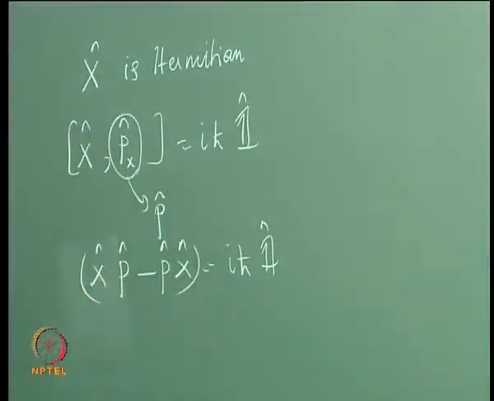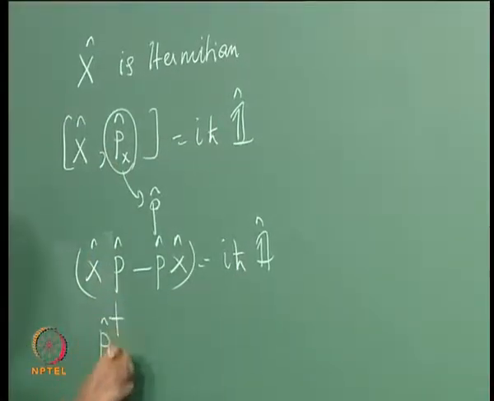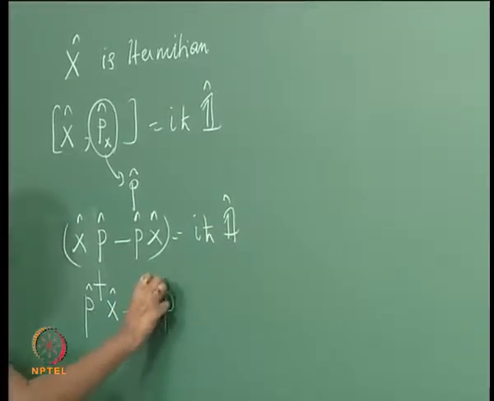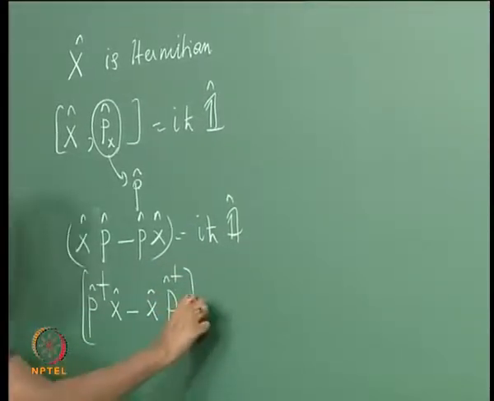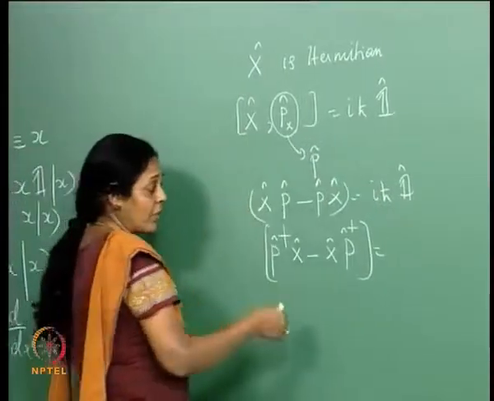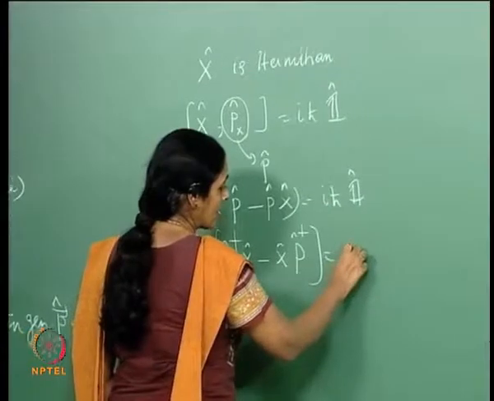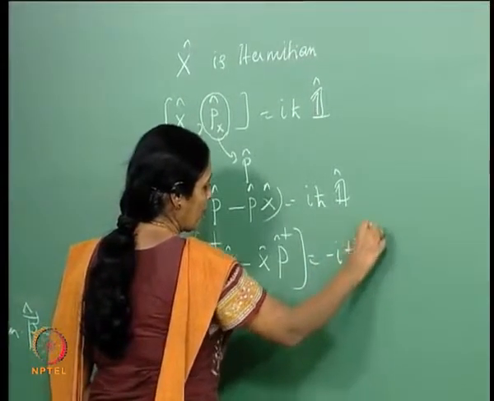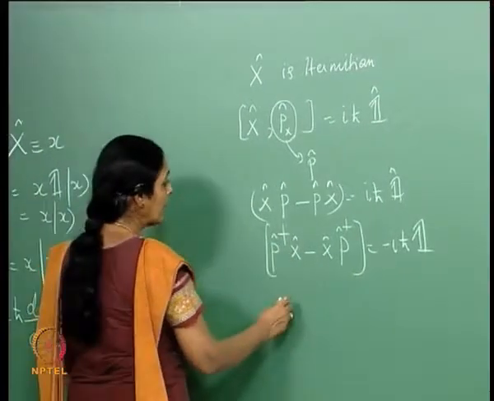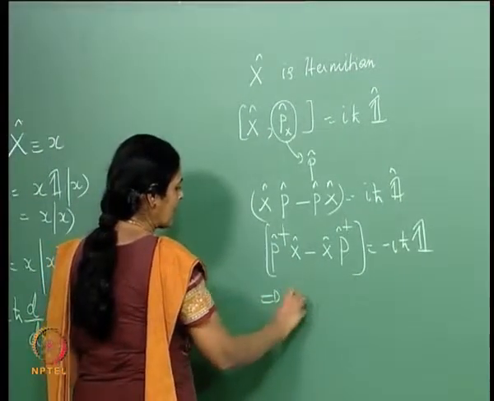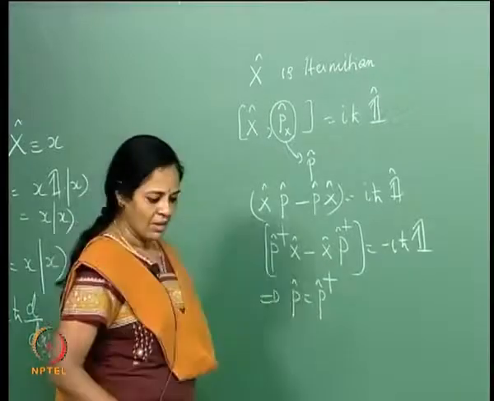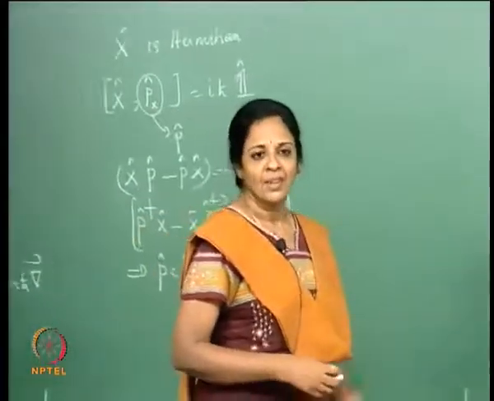Take the Hermitian conjugate. So, that is p dagger x dagger, which is x, minus x dagger p dagger. And when I take the transpose conjugate in the case of the matrix, all elements get complex conjugated, and therefore, I have minus i h cross identity. Now, we can compare the two of them. This implies that p is Hermitian, which is the way we want it. We want p to be Hermitian.